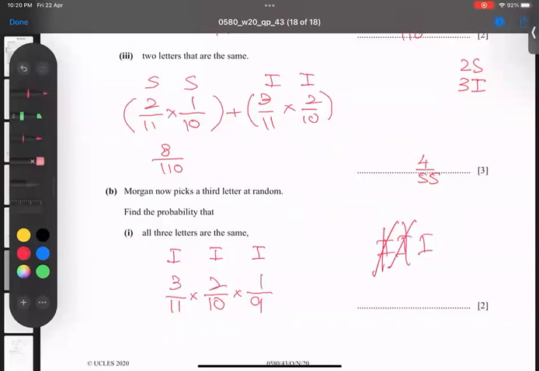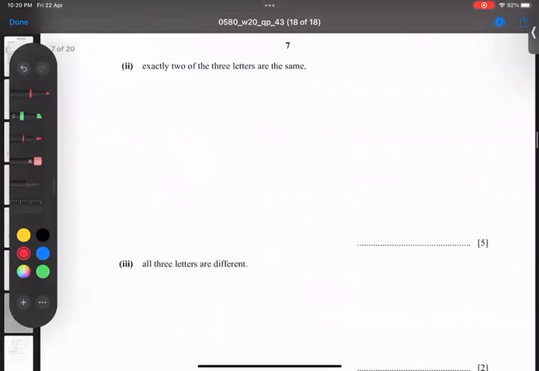So this is my answer, and let me calculate for you. It turns out to be 3 divided by 11 times 2 divided by 10 times 1 divided by 9. So the answer turns out to be 1 over 165. So this part is also clear, and now I'm going to the next page.